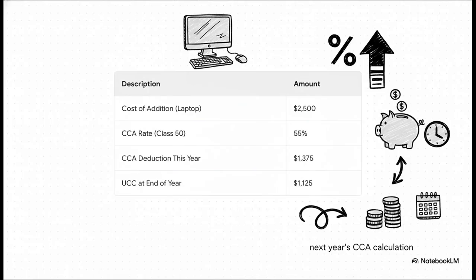All right, this table simplifies the big, scary chart you'll find on the actual form. Alex's laptop falls into what's called Class 50, which, luckily for him, has a very generous CCA rate of 55%. So for this year, his deduction is 55% of the laptop's cost, which works out to $1,375. The leftover amount, $1,125, has a special name, the undepreciated capital cost, or UCC. Just think of it as the remaining value that he'll carry forward to start his calculation with next year.